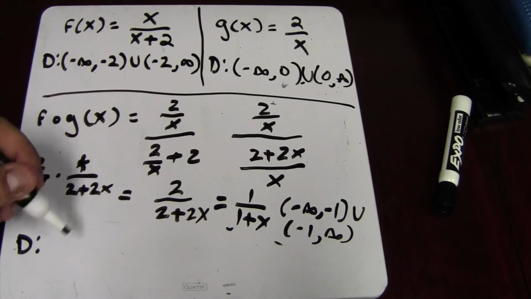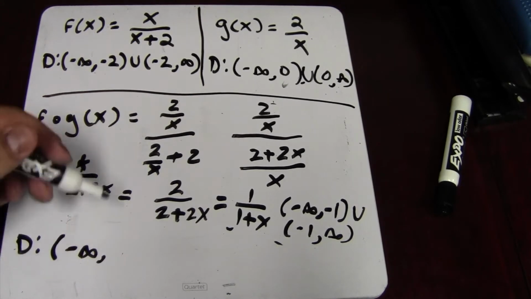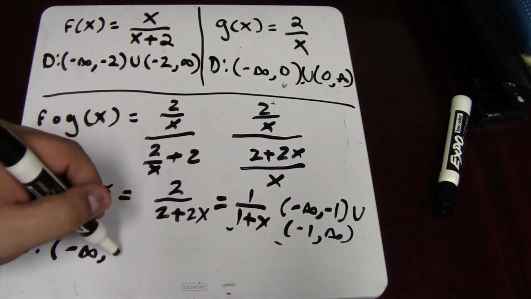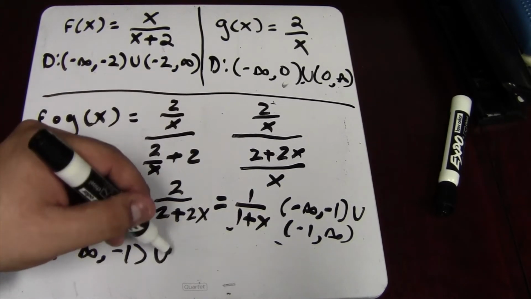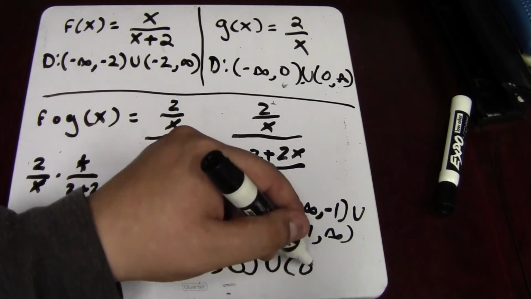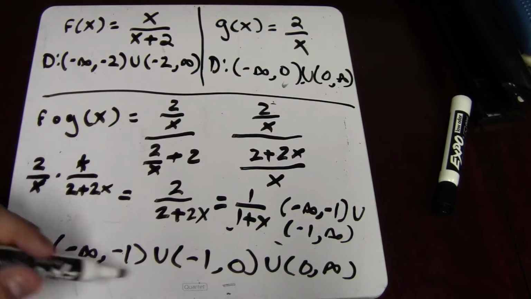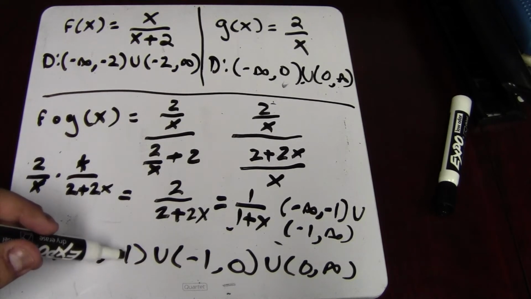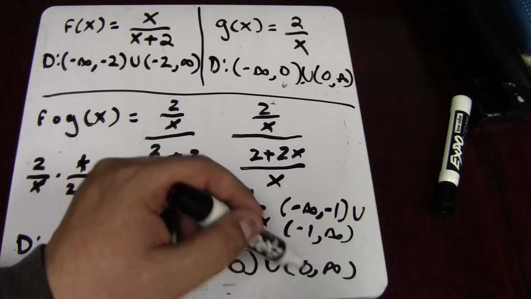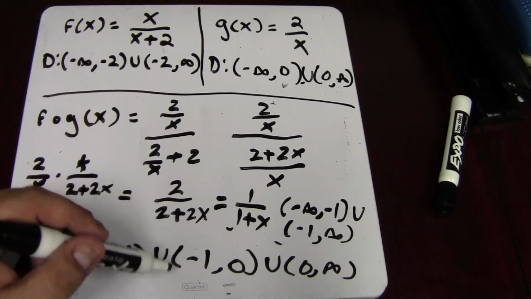So the way that we would handle this is we would say negative infinity, and we can't be negative 1, so we've seen that. Also negative 1 to 0, also 0 to infinity. So the domain includes all numbers up to negative 1, all numbers in between negative 1 and 0, and all numbers beyond 0. Very important to note.